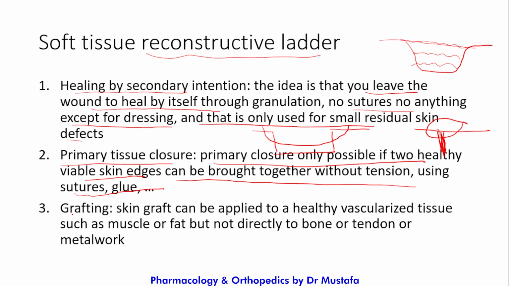The third step in the ladder is grafting. A skin graft can be applied to a healthy vascularized tissue because the skin graft doesn't contain its own vascular supply, and the tissue that is grafted has to have some form of vascular supply. For example, muscle or fat, but not directly to a bone or tendon or metalwork, because remember, those have poor vascular supply to the overlying tissues, so you can't use a graft for them.